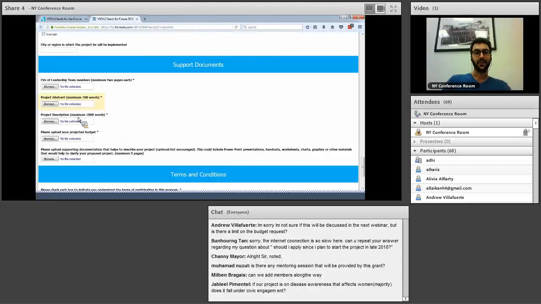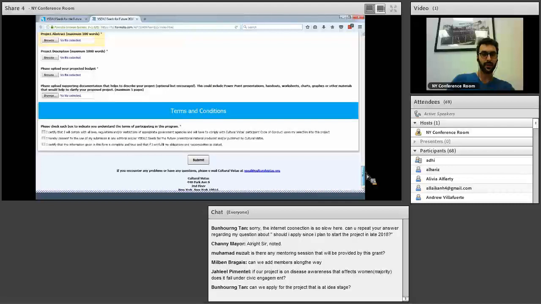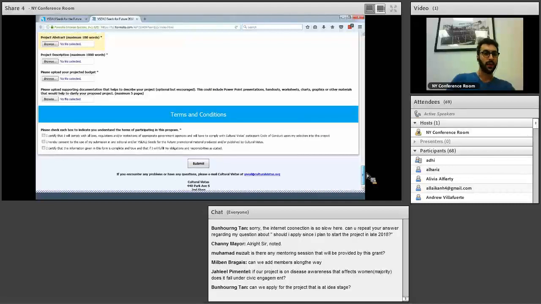Project description. You have 1,000 words. 1,000 words is not that much. It's about 4 single pages of text, or 8 double-spaced pages, to describe your project. This is a short proposal. Make sure you keep it under 1,000 words and tell us what your project is, what your idea is. And then please upload your budget, which we'll go over next week, and then additional documents that help describe your project. This could be PowerPoint, handout, worksheet, charts, graphics, other things that will help clarify your project proposal.